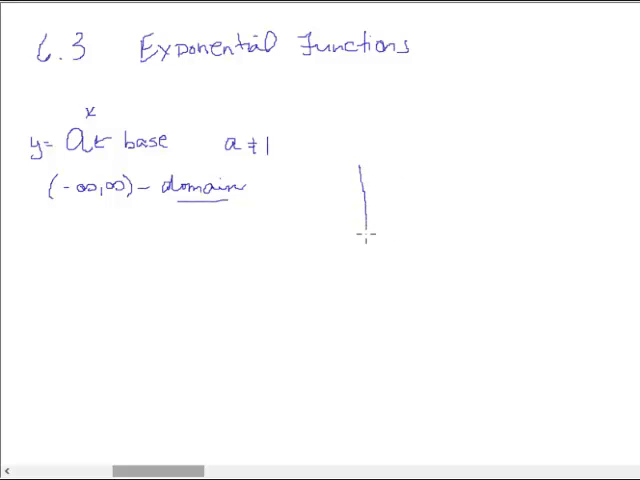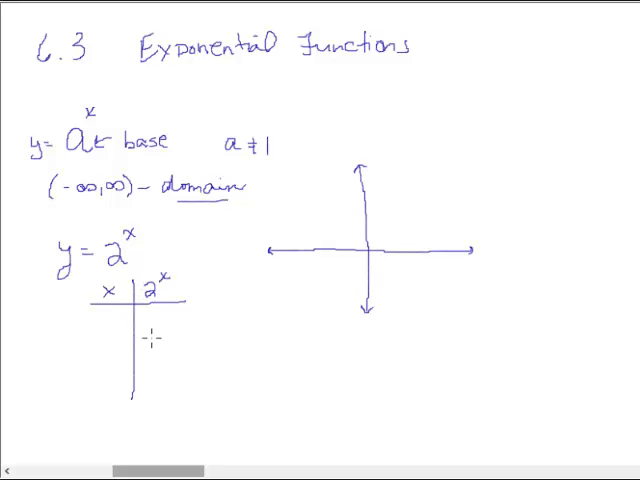Let's take a quick look at an example of what one looks like, and then we'll talk about a couple more properties of the function. For our example, we're going to look at y equals 2 to the x. Let's make a quick xy chart, so x, 2 to the x, and we'll come up with a couple of ordered pairs. Let's plot points for -2, -1, 0, 1, and 2.